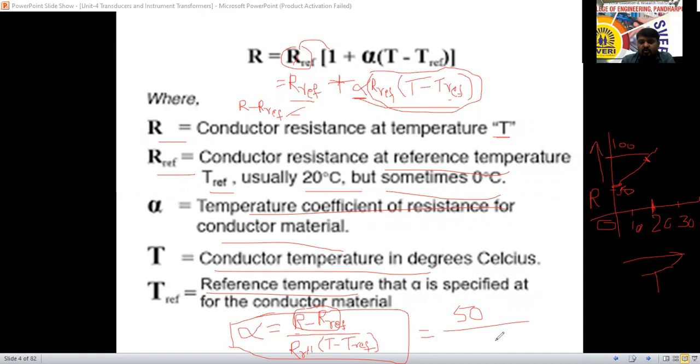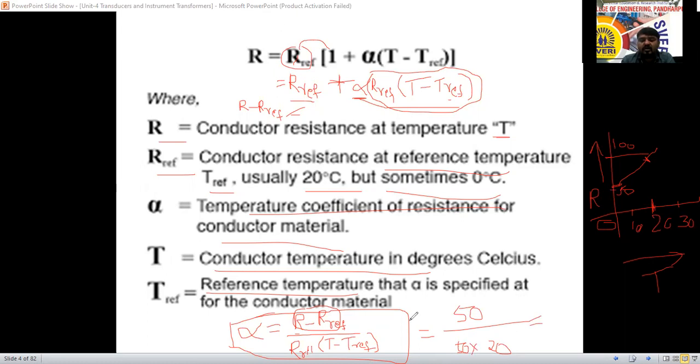So this T minus T reference is 20 degrees Celsius. The initial temperature is 50 only. The 50 and 50 cancel, giving 1 by 20. We can write the answer. That is the RTC.